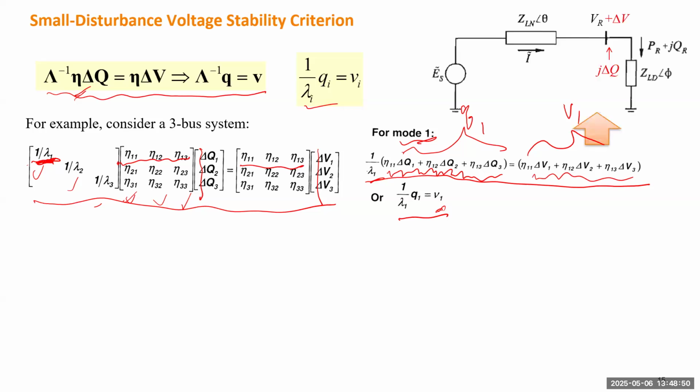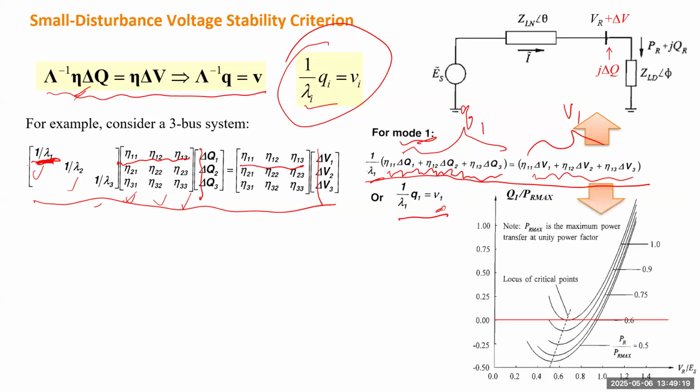All right. So this mode corresponds to a radial system. The VQ curve is developed based on a single radial system. But when we generalize this idea by mode analysis, each mode will have a corresponding VQ curve, and that one can be characterized by an equation such as this one.